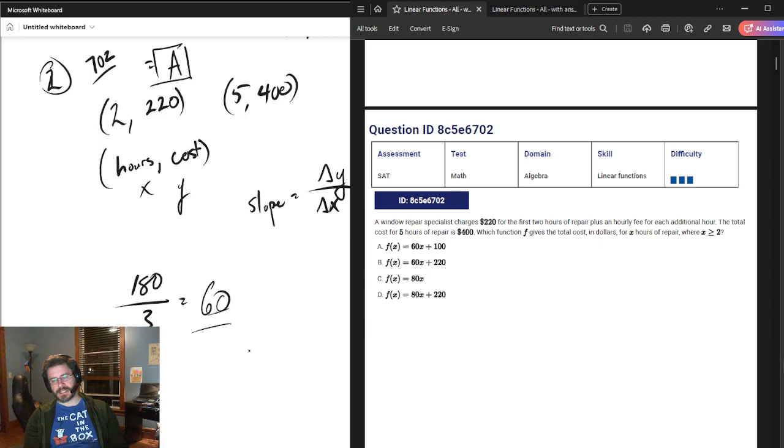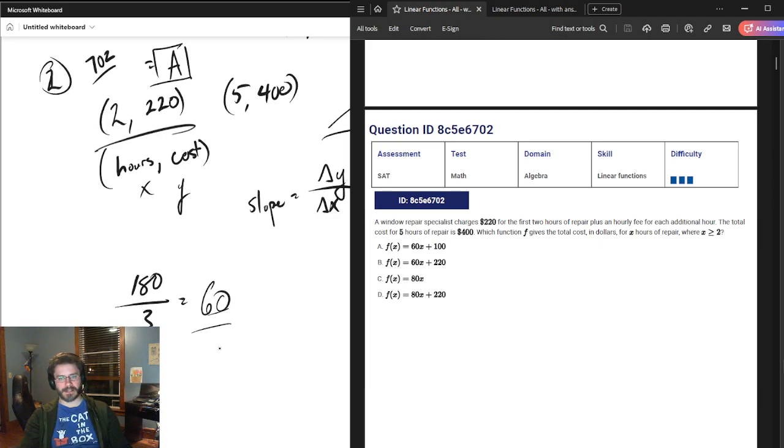Looking at the answer choices A and B, we know that the coordinate point 2, 220 exists on this line. So the y-intercept must be less than 220 because the slope is positive. This thing's going to go like that. And if this is 2, 220 right there, then 0, something must be less than 220. And that's just thinking about it logically.